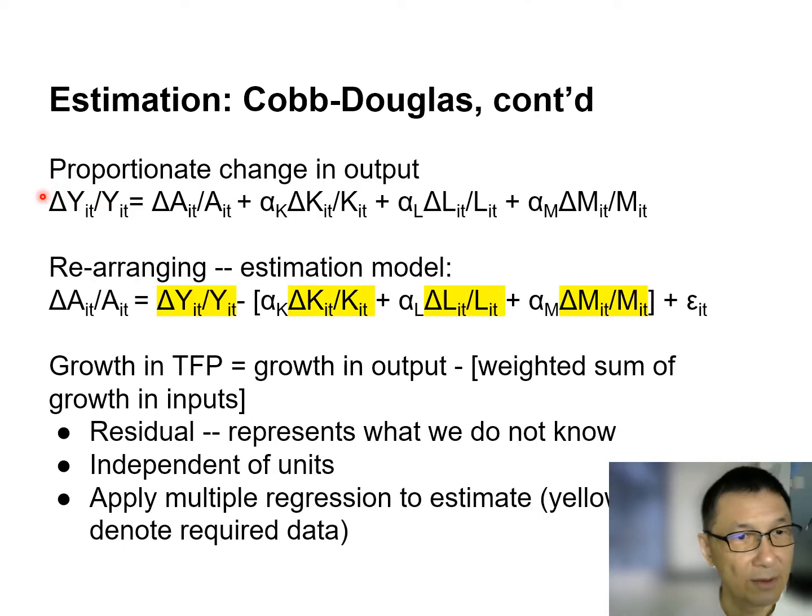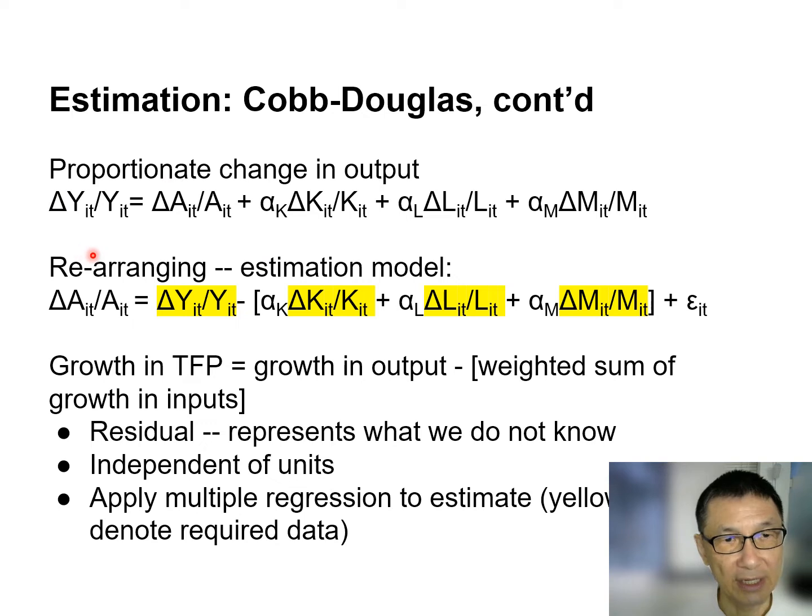From the previous slide, we had this equation. The proportionate change in output is equal to the proportionate change in total vector productivity plus the weighted sum of the proportionate changes in inputs, where each proportionate change in input was weighted by its respective input share. Let's take this equation, keep the proportionate change in total vector productivity on by itself, and then move these terms, the proportionate change in inputs, to the left-hand side.